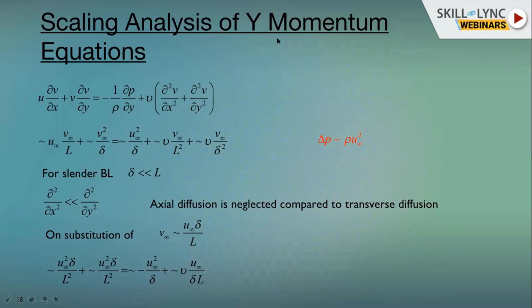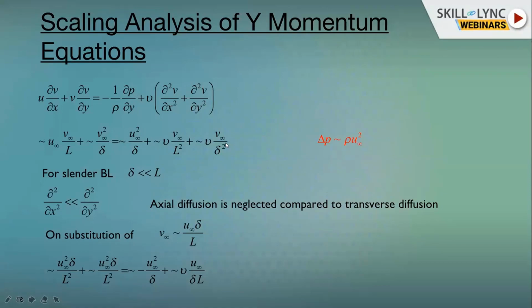So then put delta p as rho u infinity square. Then this rho and the rho in the denominator cancel each other. I am not much interested in the sign here, because I am interested in the order of magnitude analysis. This u infinity square is on top, and delta y is nothing but small delta, right? Then there are another two terms in the diffusion. One is nu times v infinity over delta x square, which becomes L square. The other is delta y square, which becomes delta square.